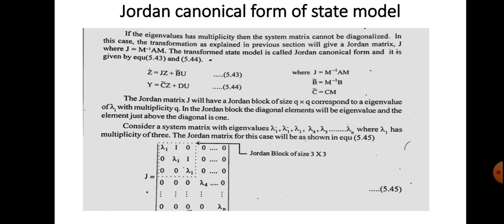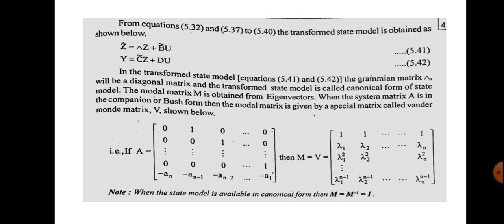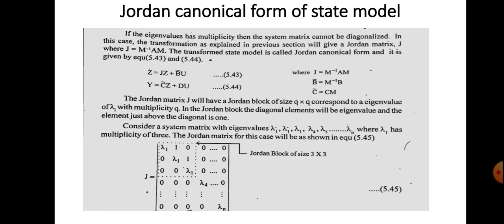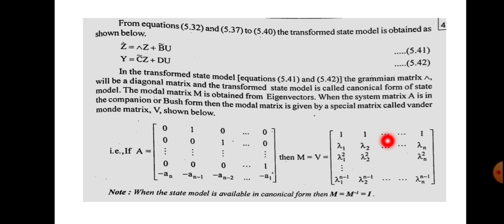In the first case, if the eigenvalues are not repeated, then the modal matrix is obtained directly from the eigenvalues by using this matrix. And if the eigenvalues are repeated, suppose q number of eigenvalues are repeated, represented by lambda 1 repeated q times, then up to q columns it is the same, repeated like this, but after the q plus 1th column, it will go like this. Going like this means it is similar to the previous modal matrix: in the first row it is lambda n, in the second row lambda n square, like that.